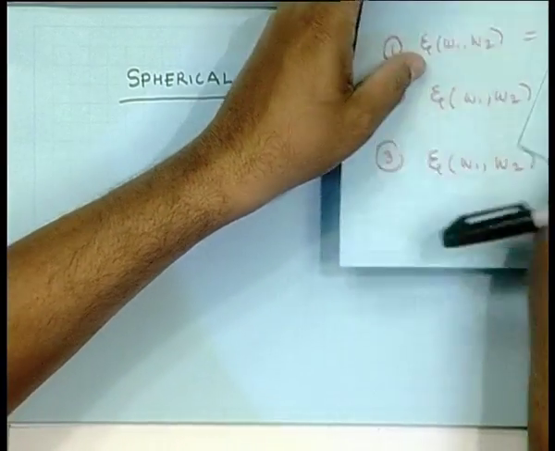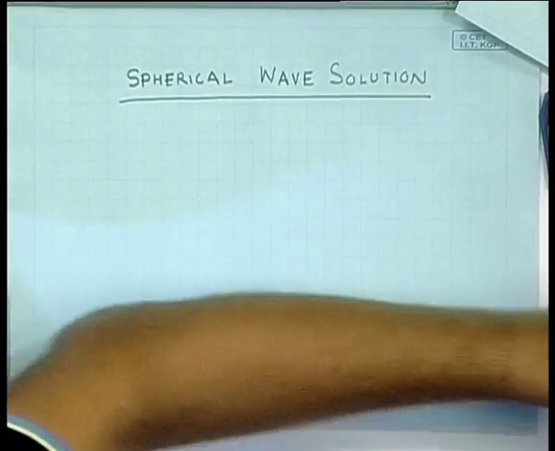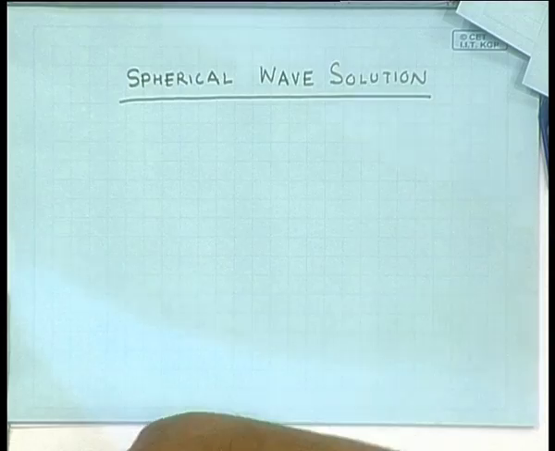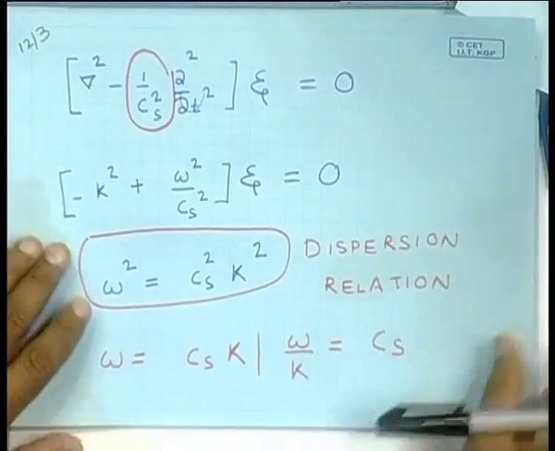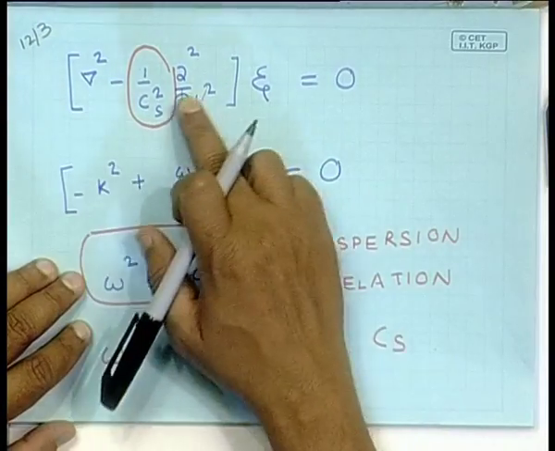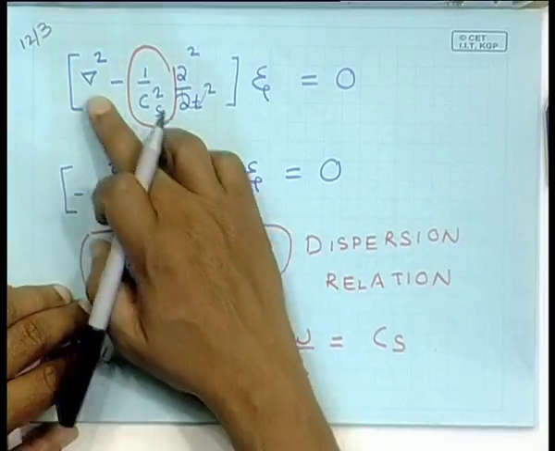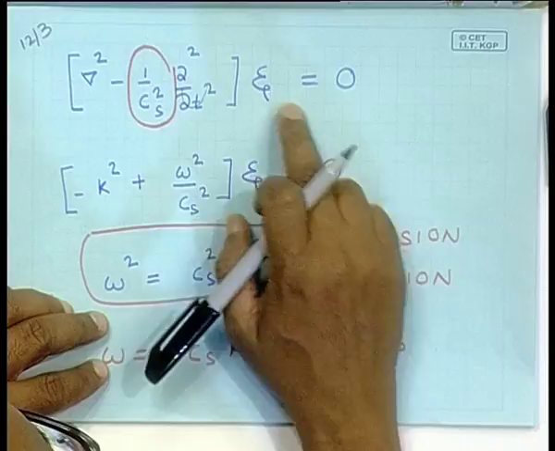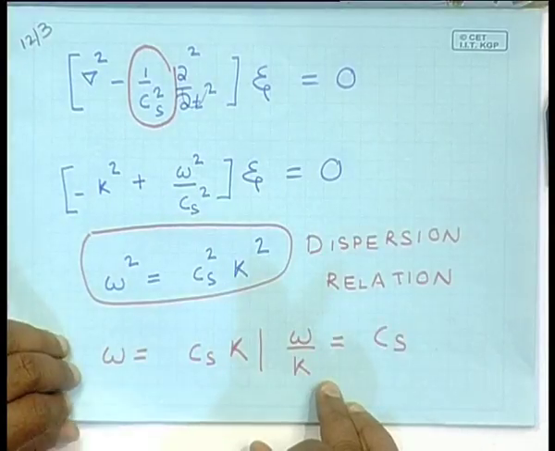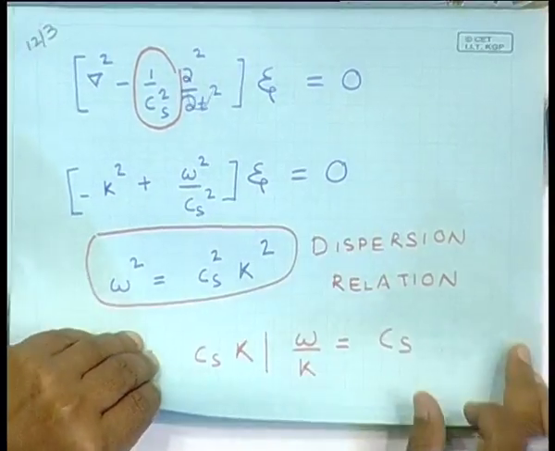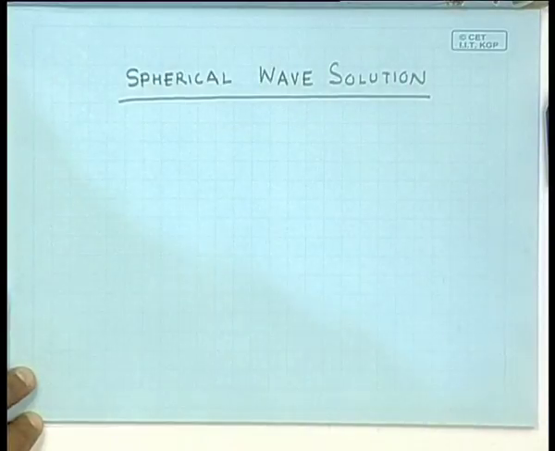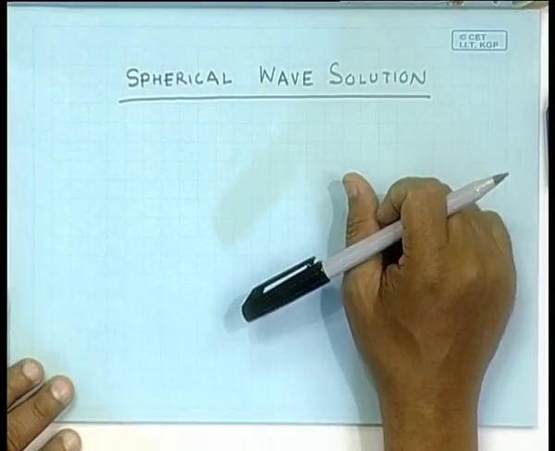So we are looking for solutions to the wave equation. Let me show you the wave equation again. This is the wave equation, and xi could be a function of all three spatial variables x, y, z, and time. Now we are again going to impose a certain symmetry. The plane wave solution comes when you impose a planar symmetry. We are again going to impose a symmetry.